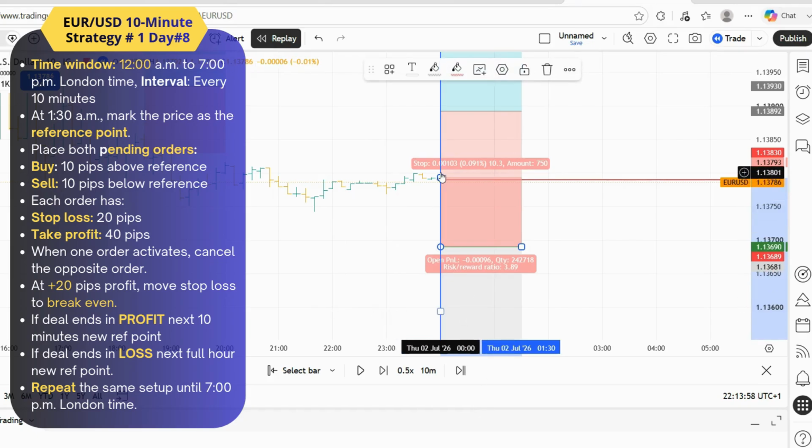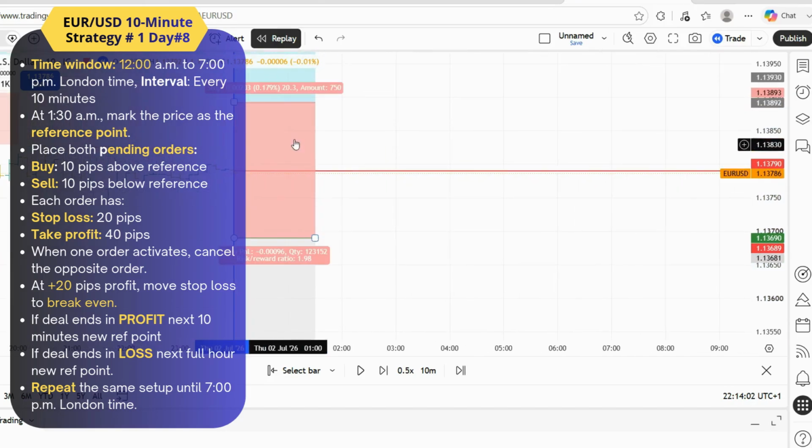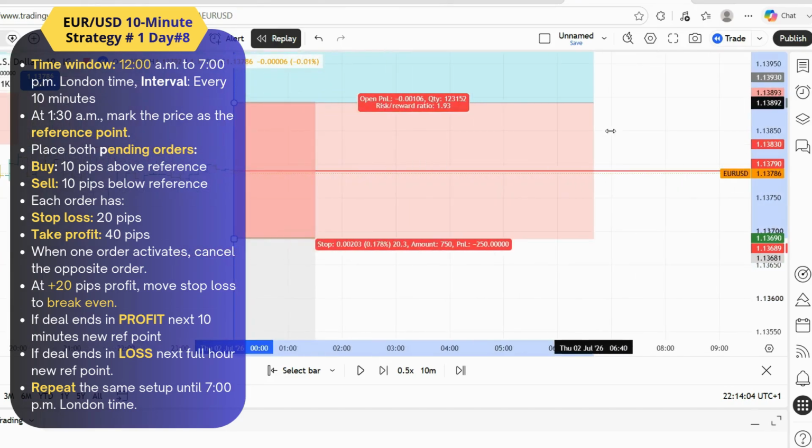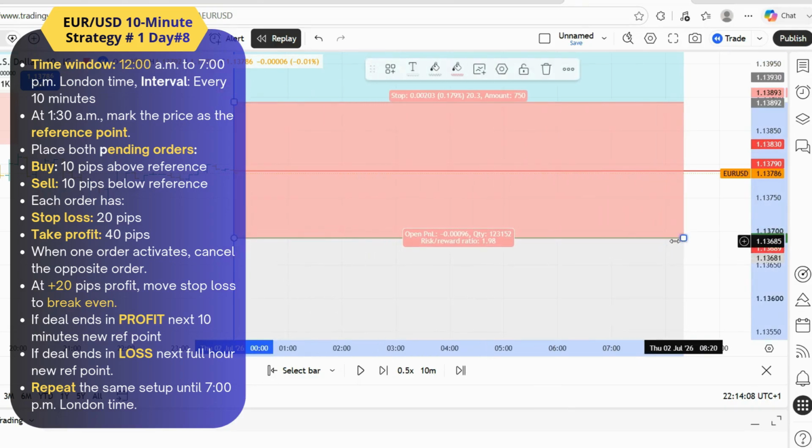Stage 2, live trading session. Trade number 1. At exactly 12 a.m. London time, the official trading window opens. We draw a vertical line on the chart to clearly mark the beginning of the session. We then draw a horizontal line at the current market price. This horizontal level becomes our first official reference point.